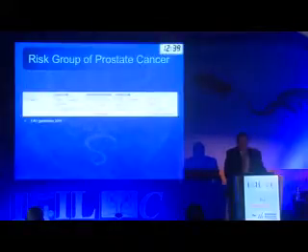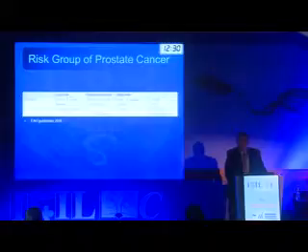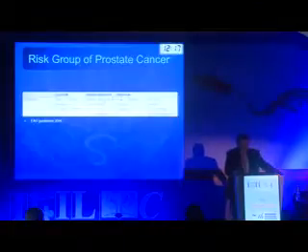First of all, we must define our patients and stratify them into risk groups in order to have proper comparison and reach proper conclusions regarding our treatment. We all know about the low risk patients, the intermediate and the high risk patients, the localized patients and patients with a locally advanced disease.